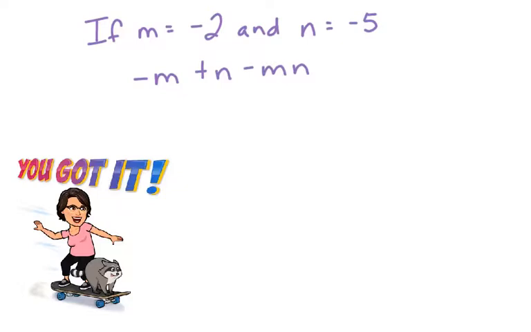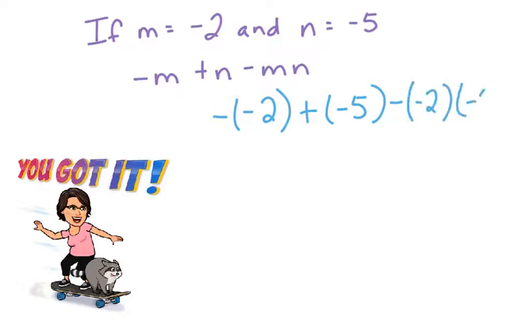All right, let's see what you came up with. So we have -m, so we have 2 negative signs there, plus n, which is -5, minus m, which is -2, times n, which is -5. So we have our multiplication right there, so we're going to do that first. -2 times -5, a negative times a negative is a positive, 2 times 5 is 10. So we just have 10 here, and rewrite our problem.